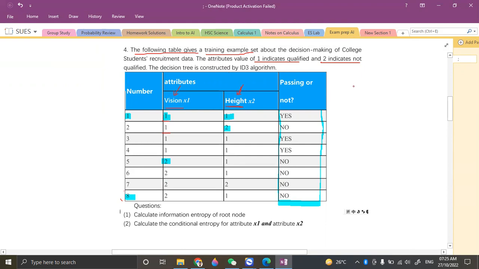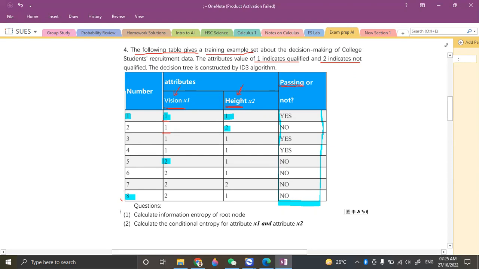And then we go, it's like a tree. Then we go to branches, and then finally we get the leaf. So now the first step is here. We have to find out what is the root node. Whether it is vision or height, which is our root node, and the final answer is passing.